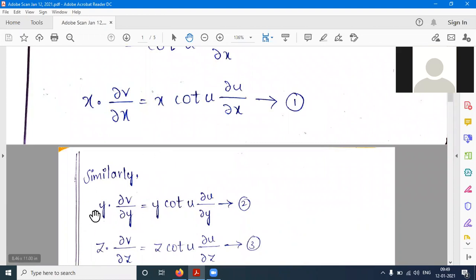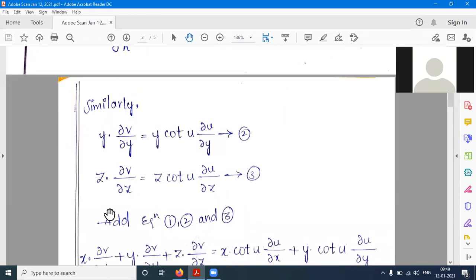Similarly, we will get y into dou v by dou y is equal to y into cot u into dou u by dou y. This is equation number 2. Next, z into dou v by dou z is equal to z into cot u into dou u by dou z. This is equation number 3.